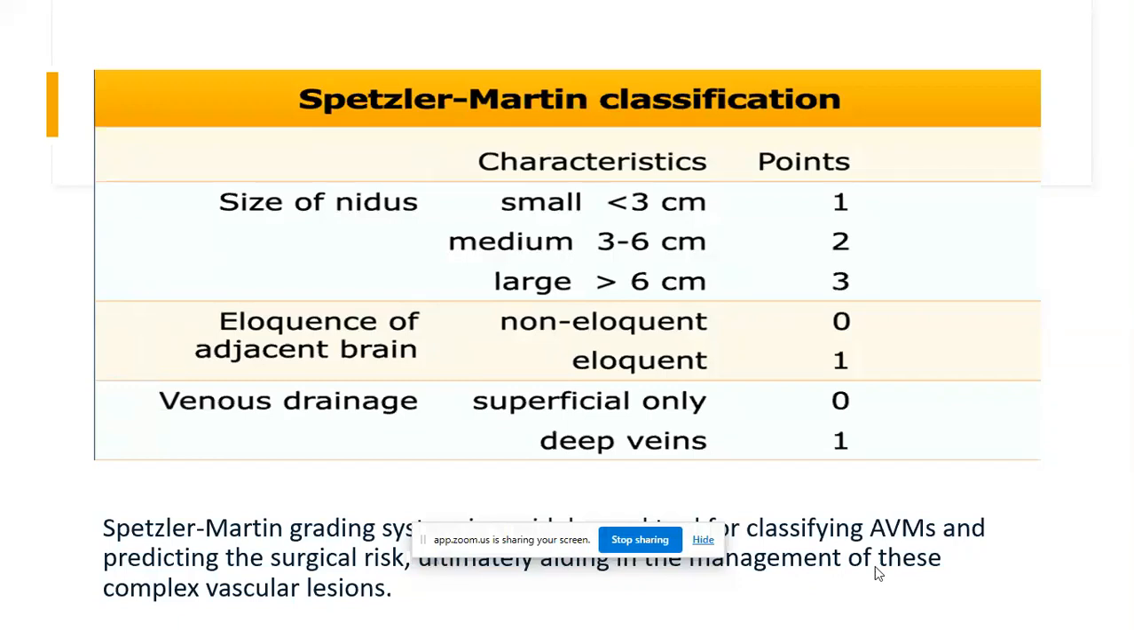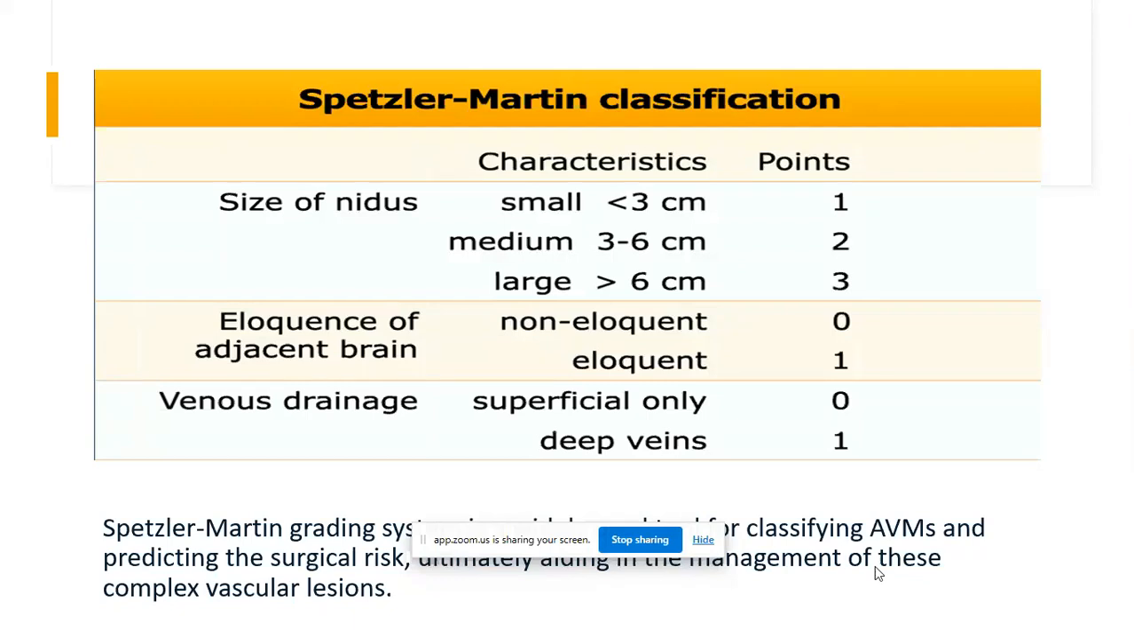And on the basis of the location, if they are involving the non-eloquent areas, likewise the areas that are not responsible for major functions, they get 0 points. And if they are compressing or affecting the eloquent areas, meaning the areas that are responsible for major functions like movement, sensation, or speech, they will get 1 point.